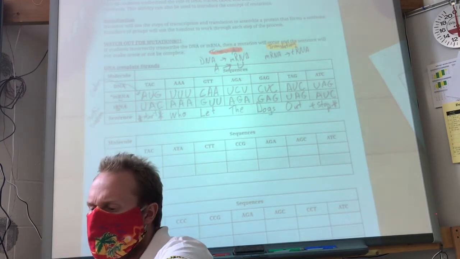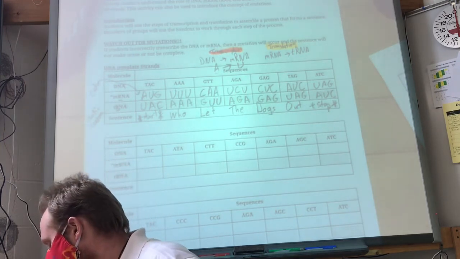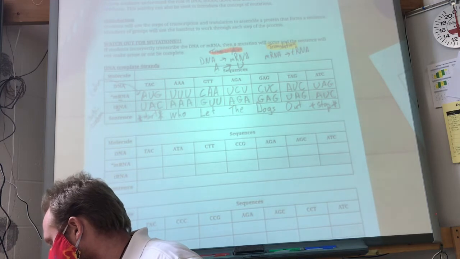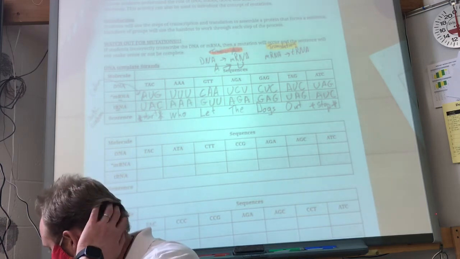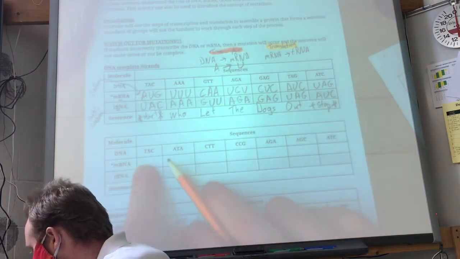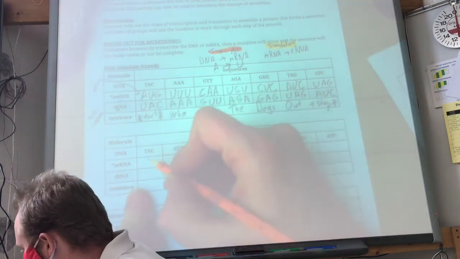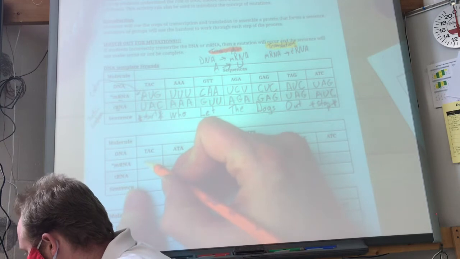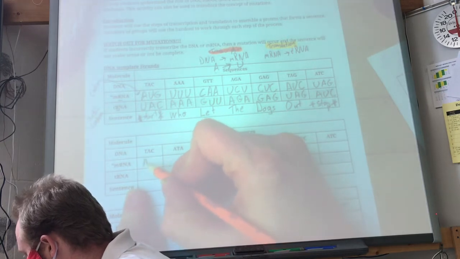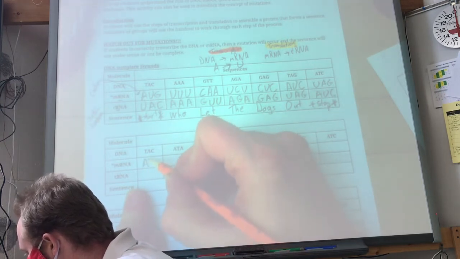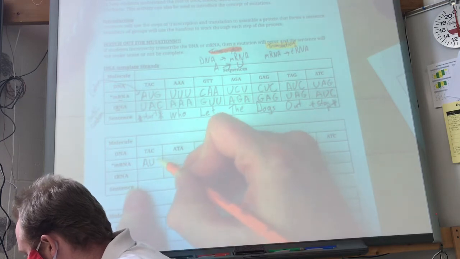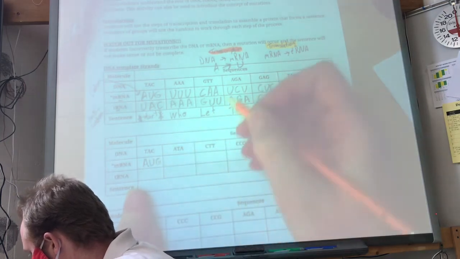We'll go through a couple of this next one together. I know some of you are working ahead, and that's fine. I just want to make sure we're on the right track before we depart today. So what's the complement of TAC? For every T, there's an A. For every A, there's a U. For every C, there's a G.